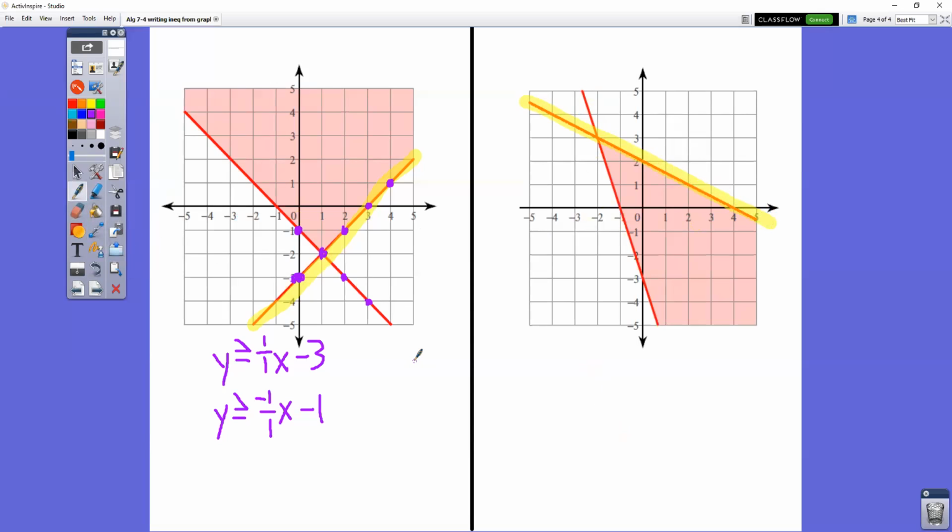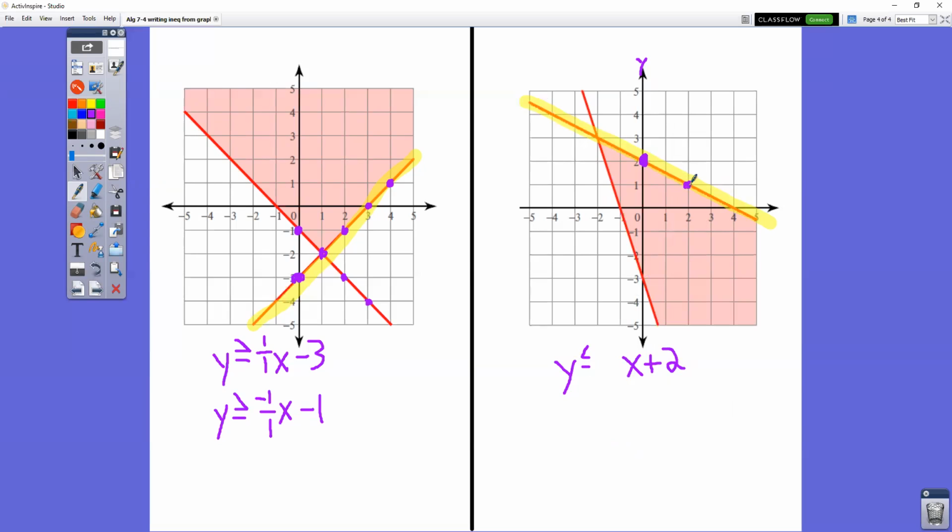So let's take a look at this yellow highlighted one first. I know I'm going to have a y and I know I'm going to have an x. I can see that this line is shaded below and it's a solid line. Below and solid is less than or equal to. Where does the line cross the y-axis? The line crosses the y-axis right here at 2. So I'm going to have a +2 at the end.